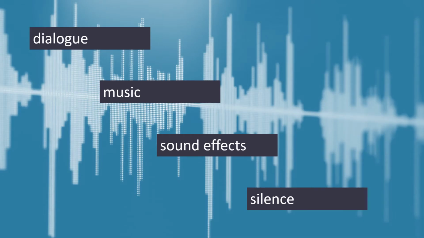In fact, movie soundtracks are made up of 4 different sound elements: dialogue, music, sound effects, and silence. All movies use all 4 of these sound elements, and all movies generally use more than one of them at any time in any given scene.